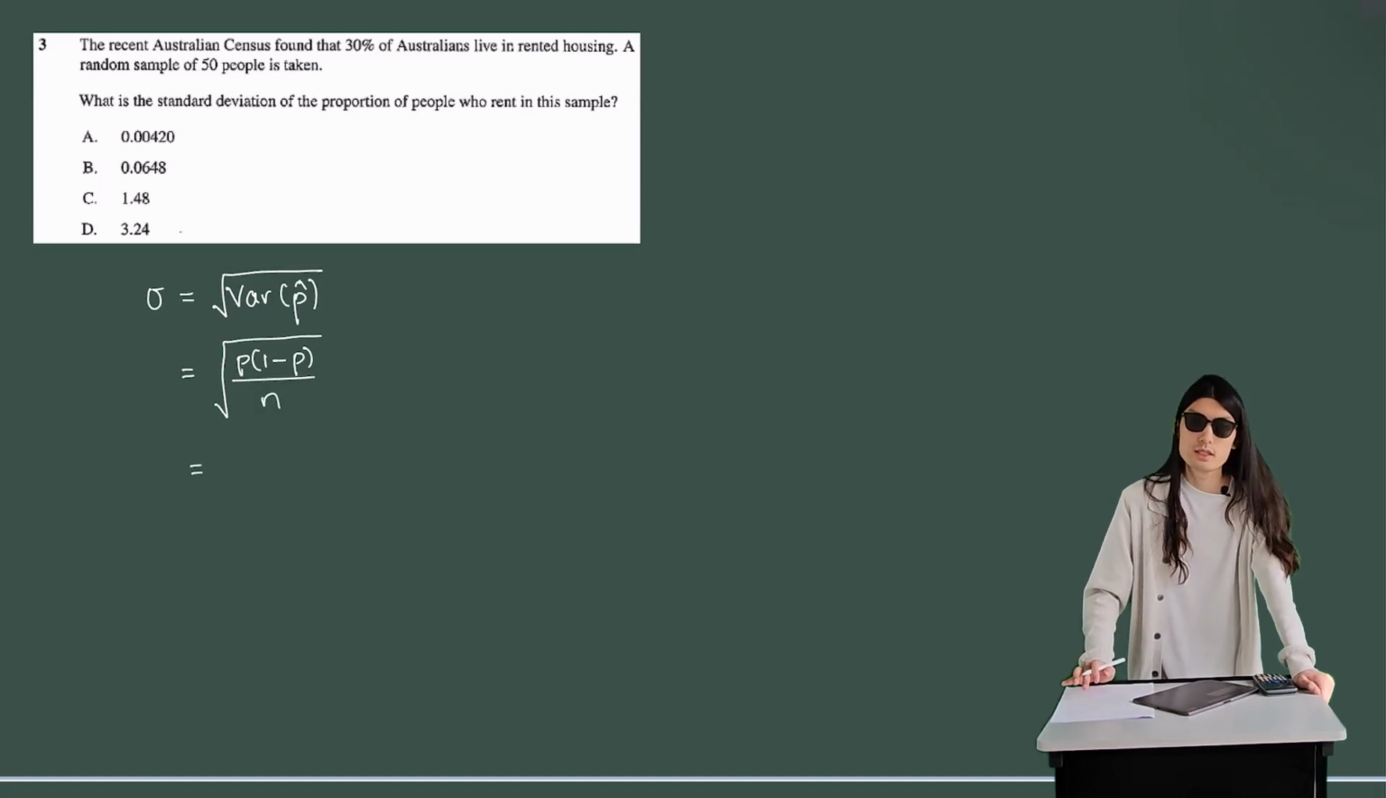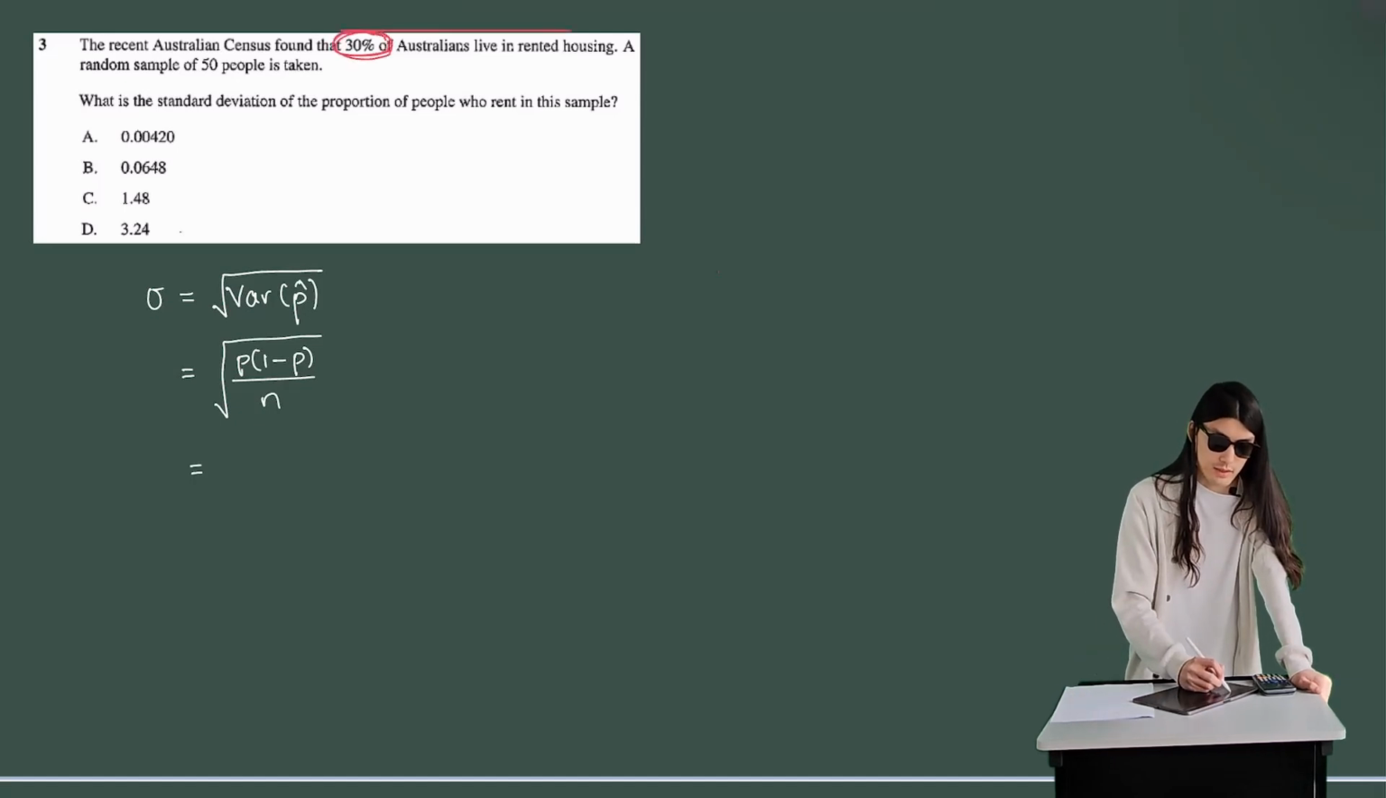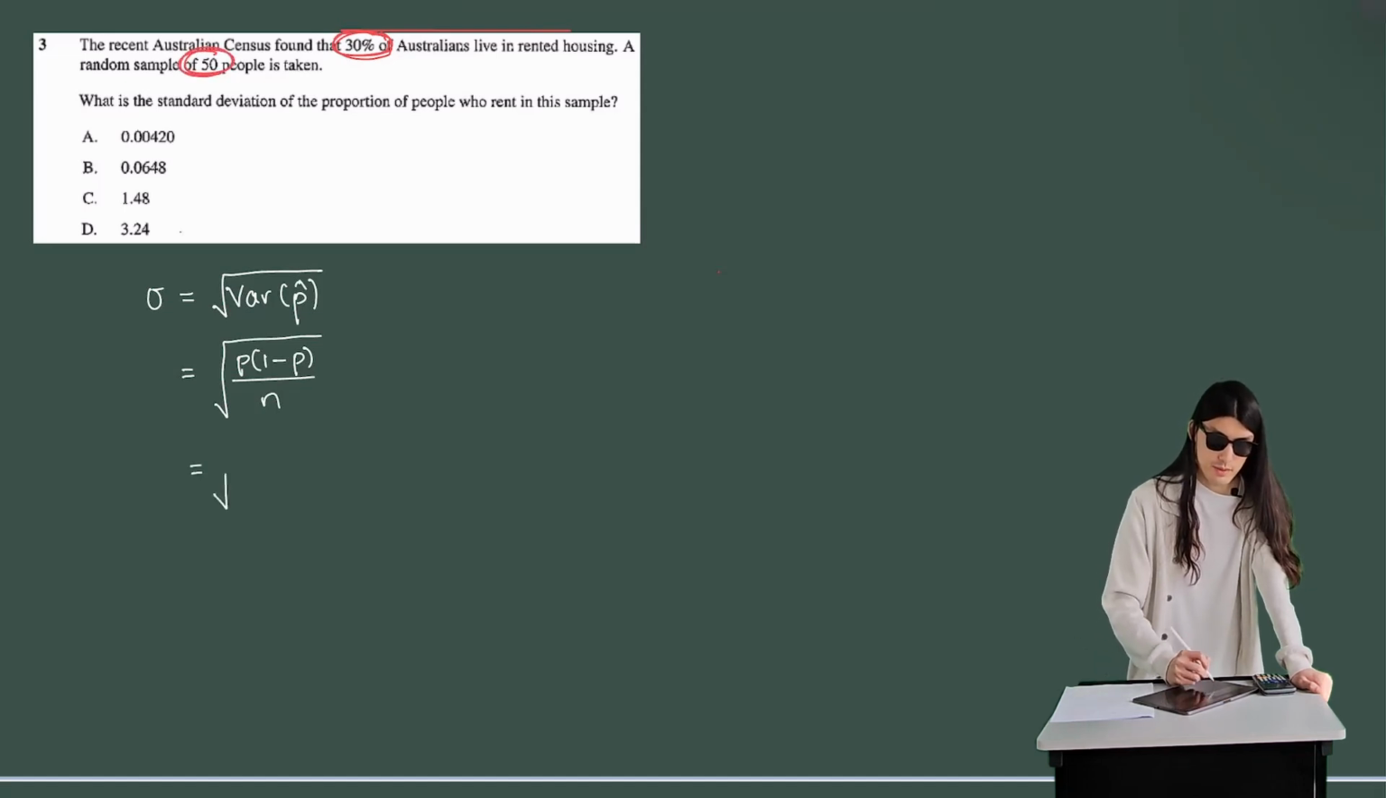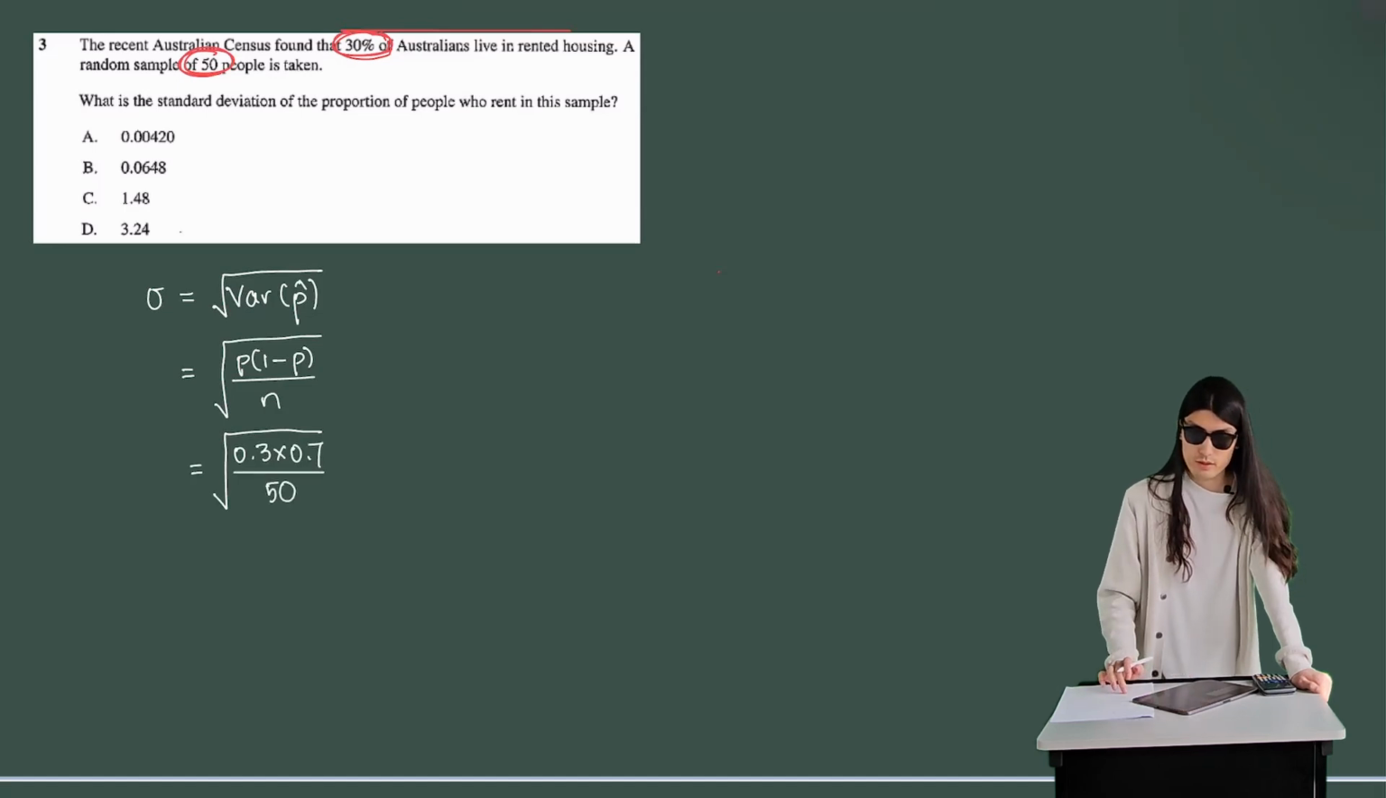Well, both of those numbers are directly stated in the question actually. p is the 30%. In other words, 0.3. And the sample size n is the number of people surveyed. That's 50, isn't it? So you substitute those numbers into the expression that you have. So you would have the square root of 0.3 multiplied by 0.7 divided by 50. And once again, that just goes into the calculator and your answer is B.